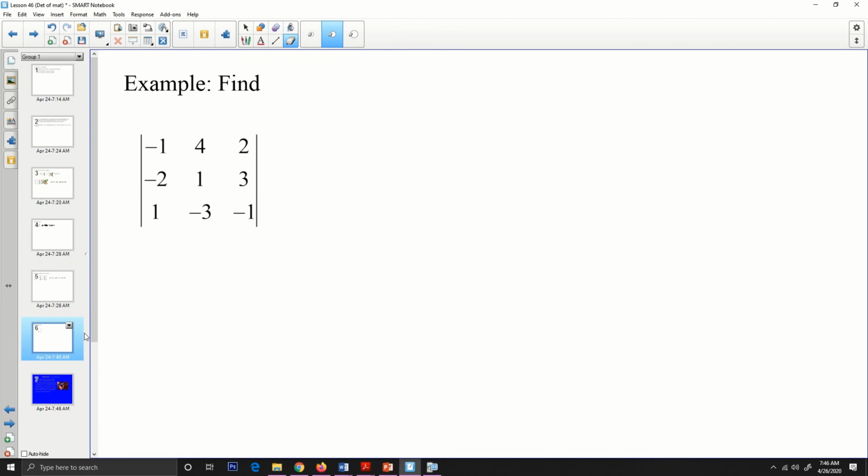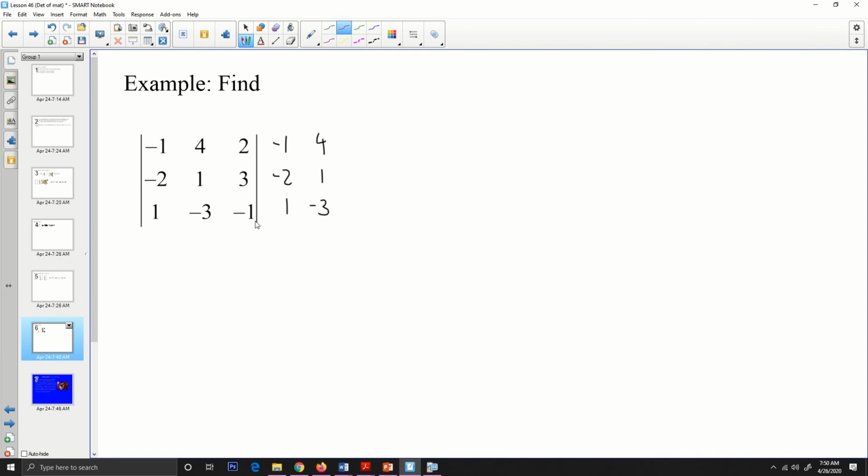So just as an example. First thing we're going to do is recopy the first two columns. So we'll go -1 there, -2, and then we'll go 1. And then we'll go 4, 1, and then -3.